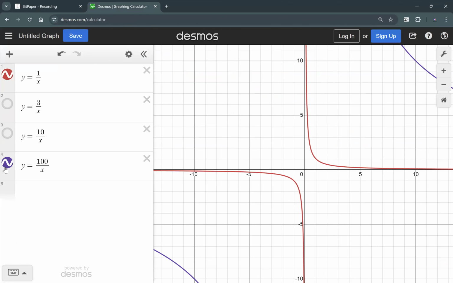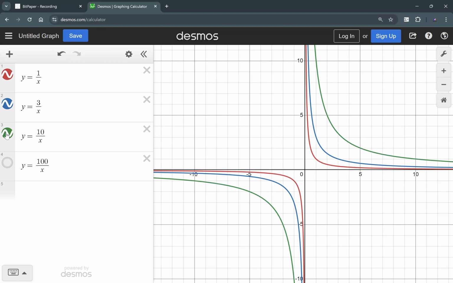Now, so that's the y equals 1 over x graph. We've seen this. Next, what happens if 1 becomes a 3? So y equals 3 over x. You can see we are getting further stretched out by 0. We're getting further away from 0, but the shape looks the same. What about y equals 10 over x? It gets further away from 0, but again, the shape remains the same.